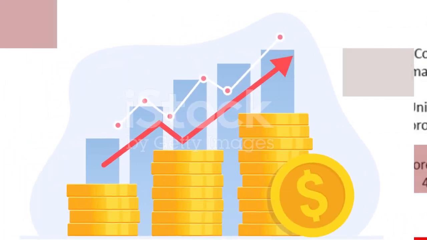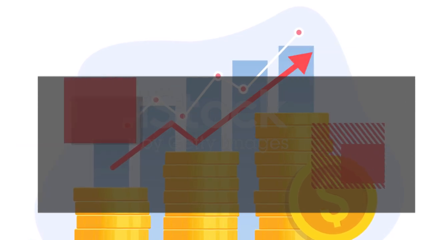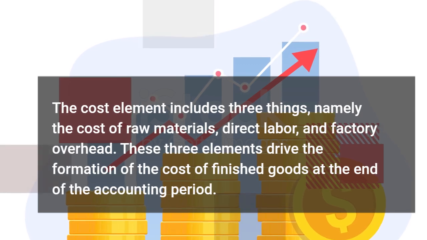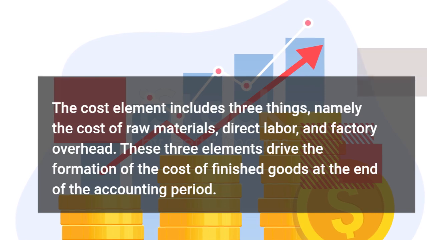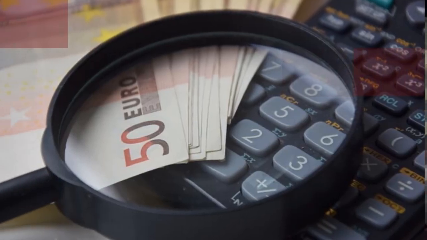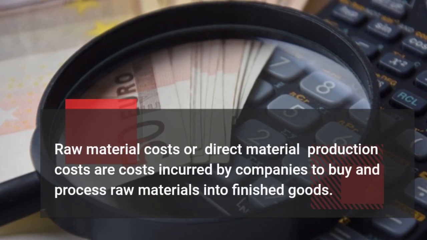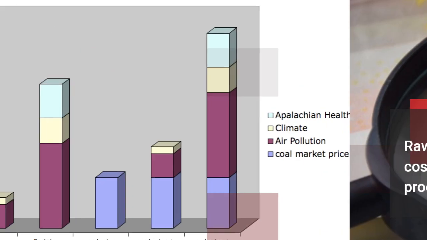Elements of production costs. The cost element includes 3 things, namely the cost of raw materials, direct labor, and factory overhead. These 3 elements drive the formation of the cost of finished goods at the end of the accounting period. 1. Raw materials. Raw material costs or direct material production costs are costs incurred by companies to buy and process raw materials into finished goods.